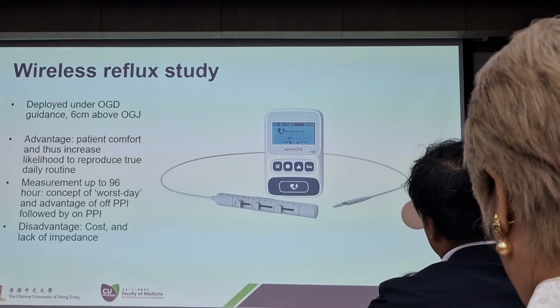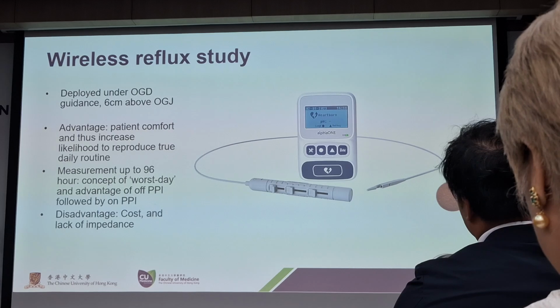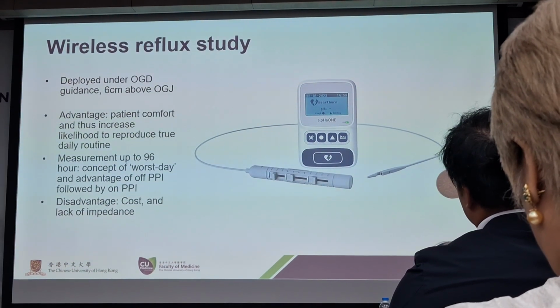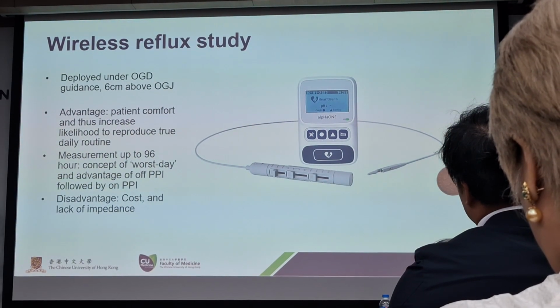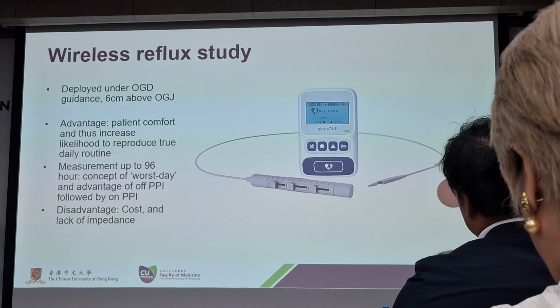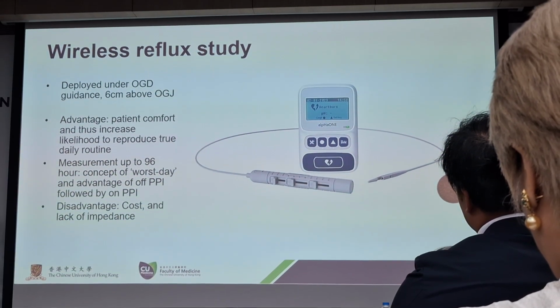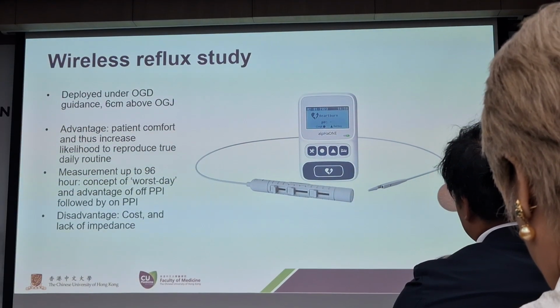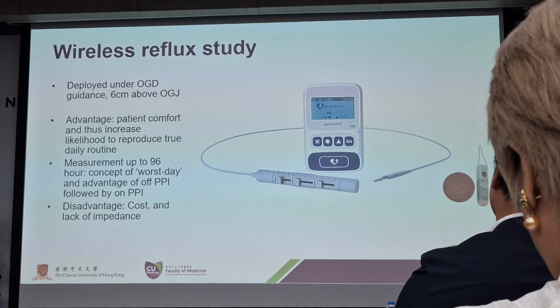And now the equipment is very updated, so we can do prolonged pH monitoring. For catheter-based, usually we can only do 1 day, but for the wireless capsule, we can do it up to 4 days, 96 hours. And we have options to do it off PPI, on PPI, or because we have 4 days, we can even do the first 2 days off PPI and the last 2 days on PPI. So we look at both the off-PPI study and also the effect or advantage of PPI therapy.